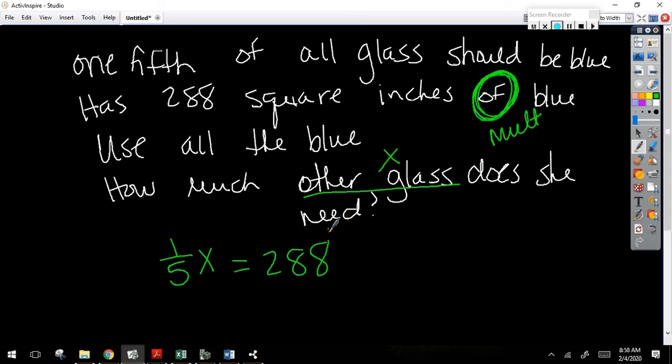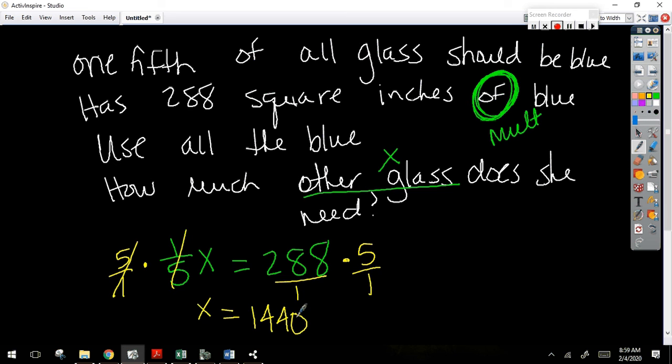Now can you solve that for x and tell me how much glass she needs? How much other glass she needs? What do you do? What's the reciprocal of 1/5? 5/1. So it'd be 288 times 5. This cancels out. That's correct. So how much glass does she need? What's 288 times 5? 1,440.